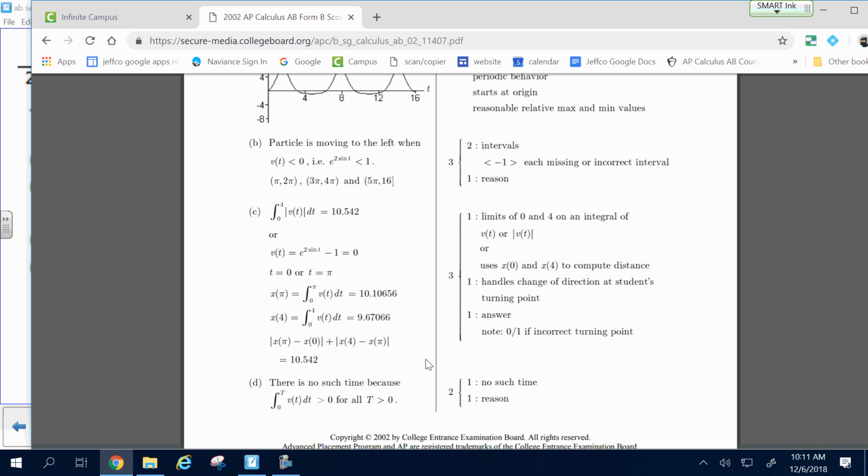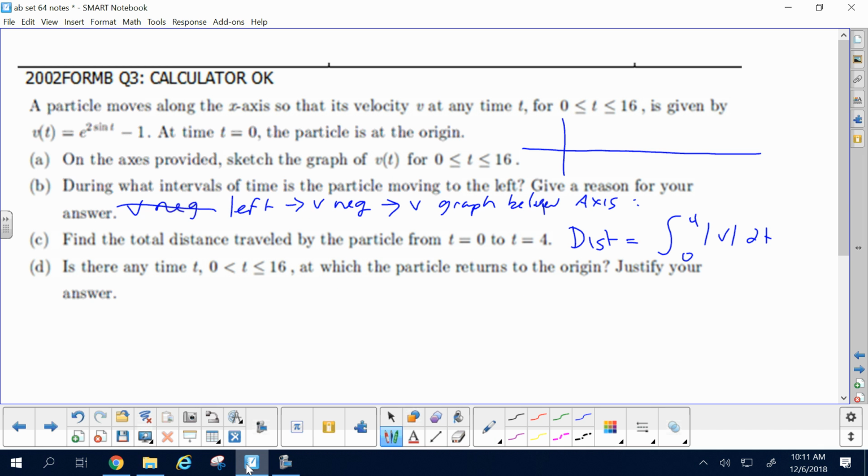One point is for the integral, basically, and two points for the answer. It's not how we grade it anymore. All right, so never mind that.